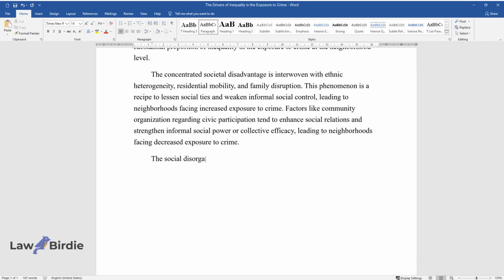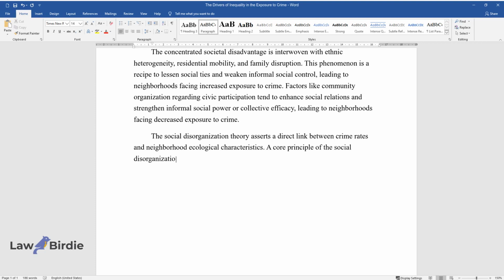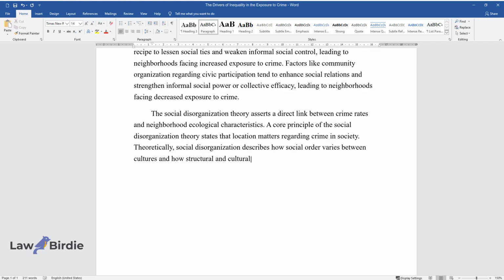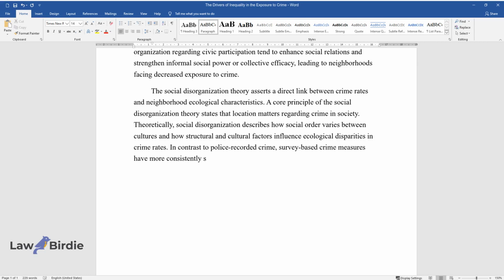The social disorganization theory asserts a direct link between crime rates and neighborhood ecological characteristics. A core principle of the social disorganization theory states that location matters regarding crime in society. Theoretically, social disorganization describes how social order varies between cultures and how structural and cultural factors influence ecological disparities in crime rates. In contrast to police-recorded crime, survey-based crime measures have more consistently shown that the structural characteristics of communities correlate with crime rates.